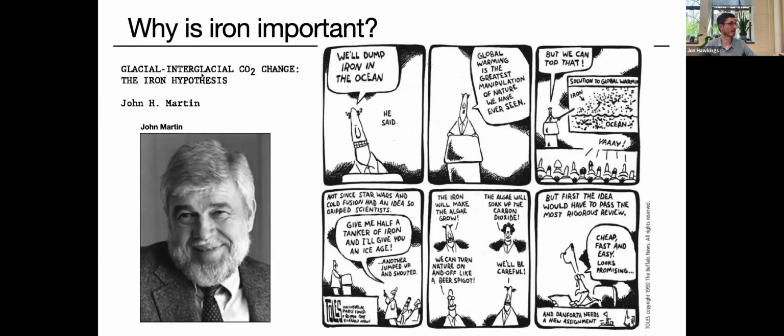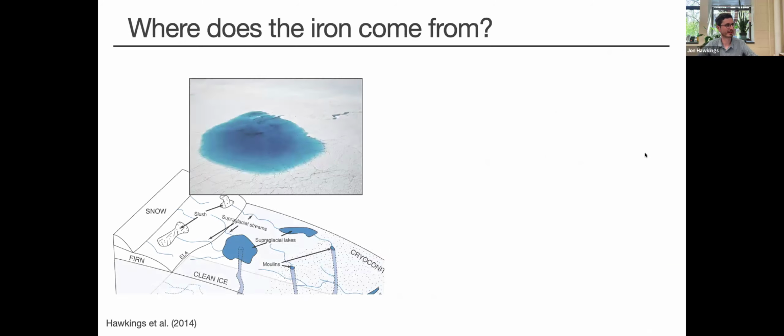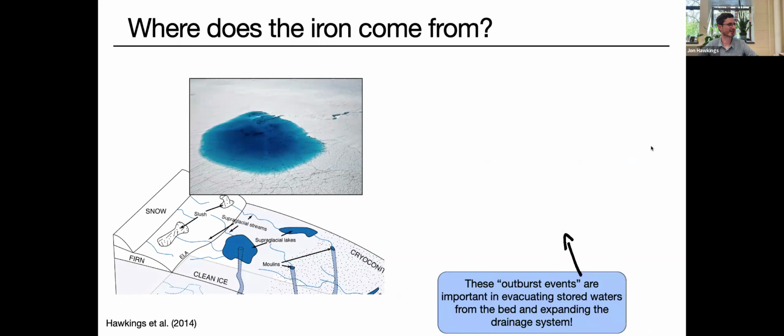And the guy who discovered this, or at least popularized it, is John Martin in the late 80s, early 90s, where he came up with the iron hypothesis. He argued back then that the inputs of iron to the ocean were one of the key controls on atmospheric CO2 concentrations and therefore climate. He's very famous for standing up at a seminar, I think it was Hull, and saying, give me a half tanker of iron and I'll give you the next ice age. We've come a little bit since then, but I think it was an interesting story.